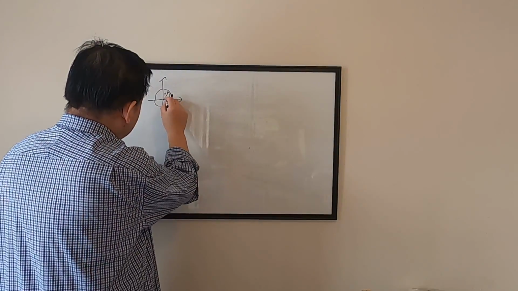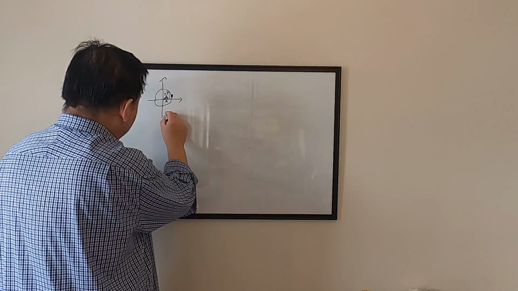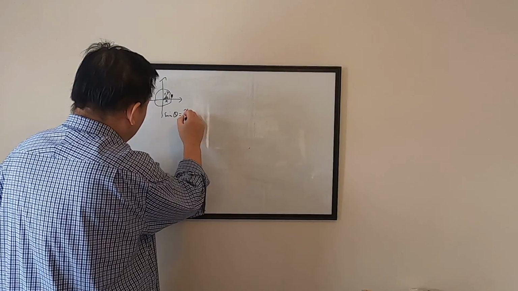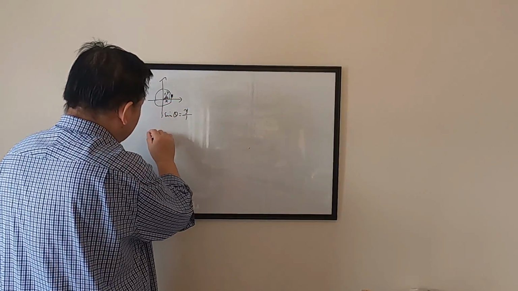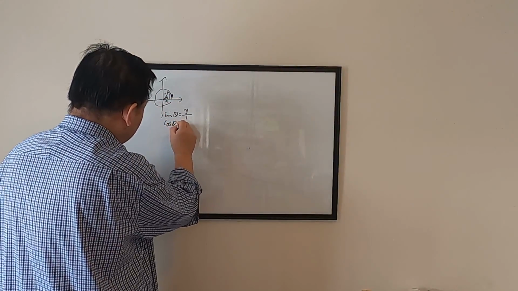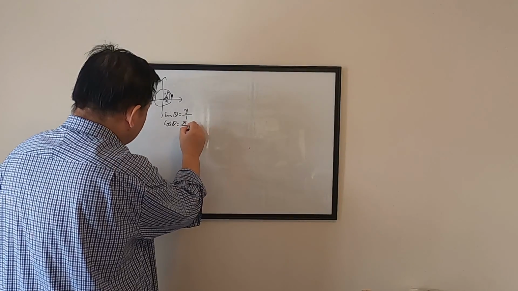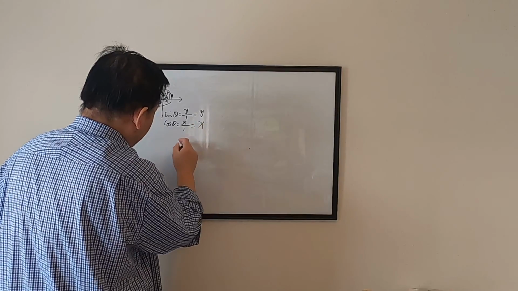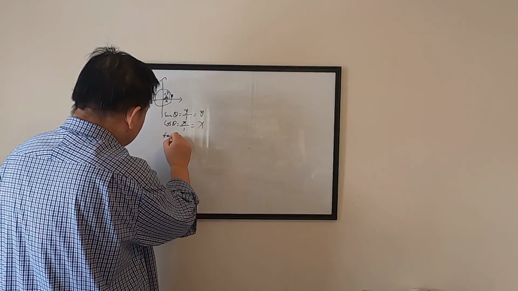So this theta, sin theta equals y over 1. So cosine theta equals x over 1. This equals y, this equals x. This is tangent.